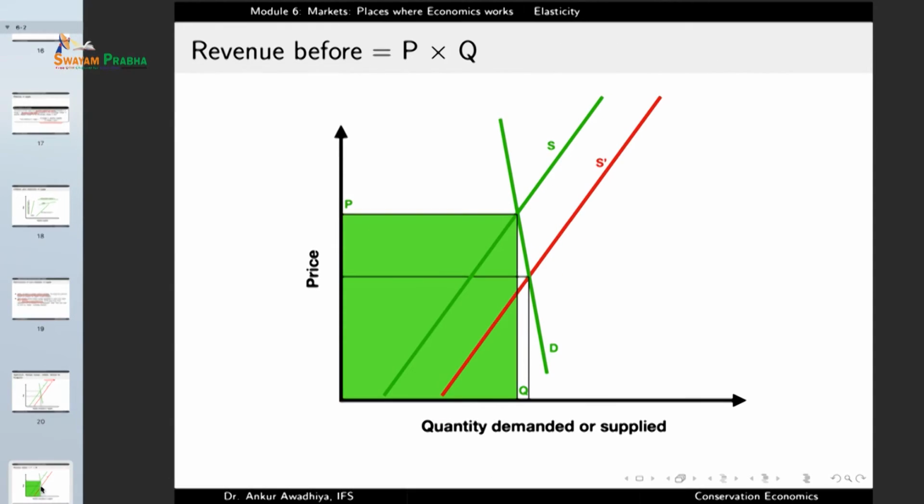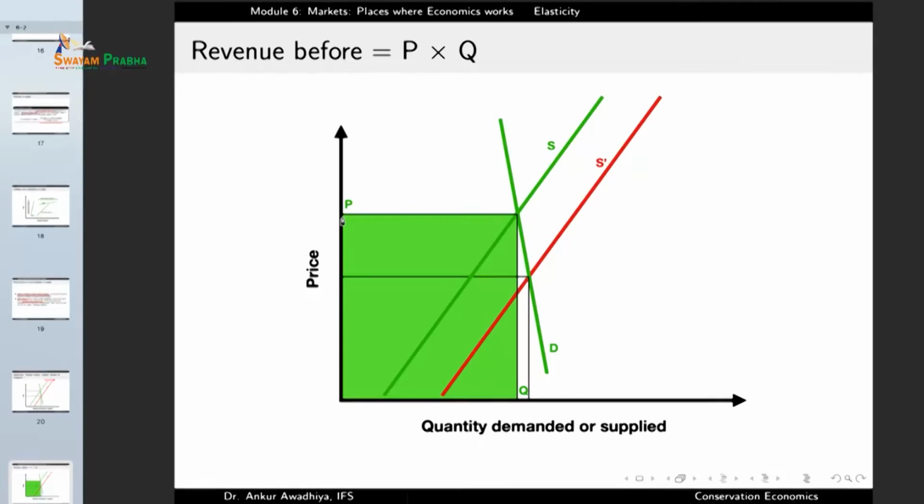Now, the revenue that the farmers earn is given by the price of the product multiplied by the total quantity that they supply. So, if the price increases, the revenue increases. If the total quantity that they supply increases, the revenue increases.